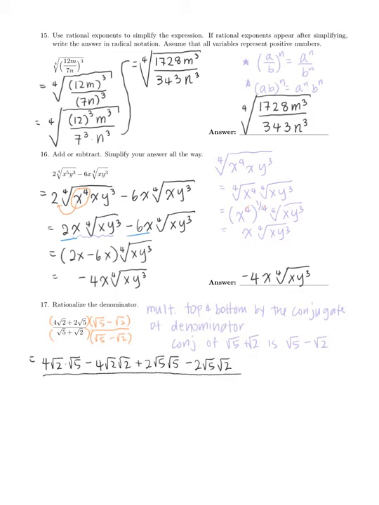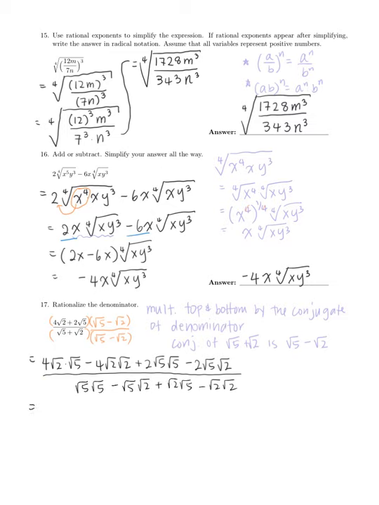Now we FOIL the bottom. So here you're going to have square root of 5 times the square root of 5. And you'll see that the inner term and the outer term are going to cancel each other out. But like I said, I'm going to do this step by step. So you're going to have a minus square root of 5 times the square root of 2, and then plus square root of 2 times the square root of 5, and then minus square root of 2 times square root of 2.